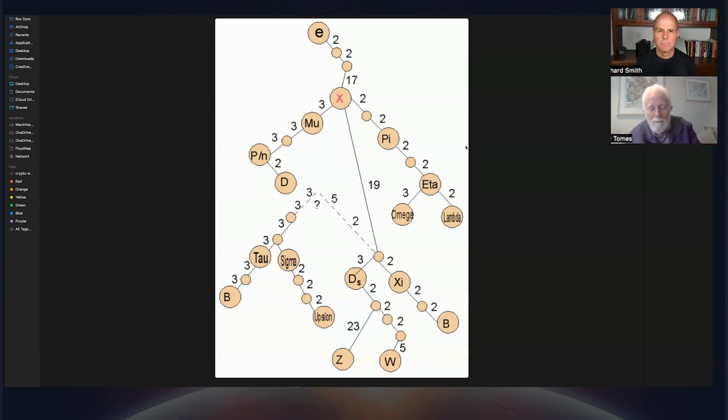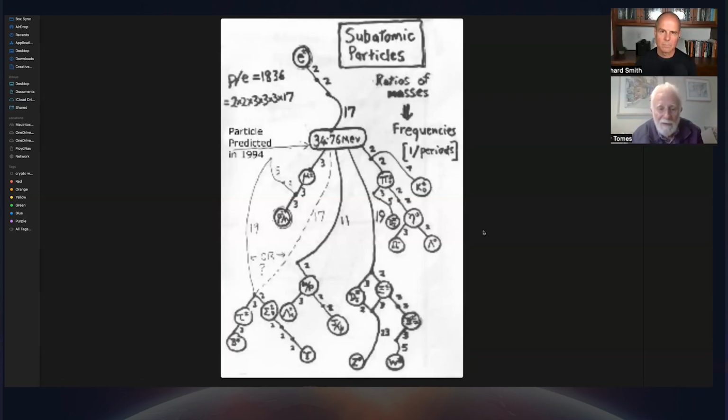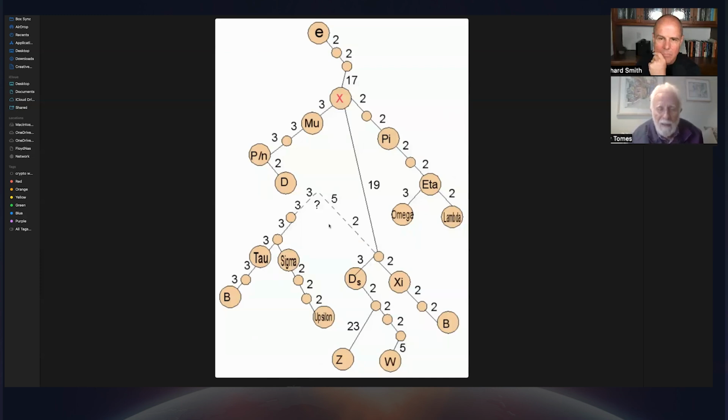If we go to the next diagram briefly, that's the actual one I presented at the Foundation for Study of Cycles. There we go, 1994. At that time, I predicted there would be this other new particle, 17 times the mass of an electron and 1/27th of a proton. So that was the structure I had then. Let's go back to the other one because it's slightly tidier. And so X is the new one I was predicting.